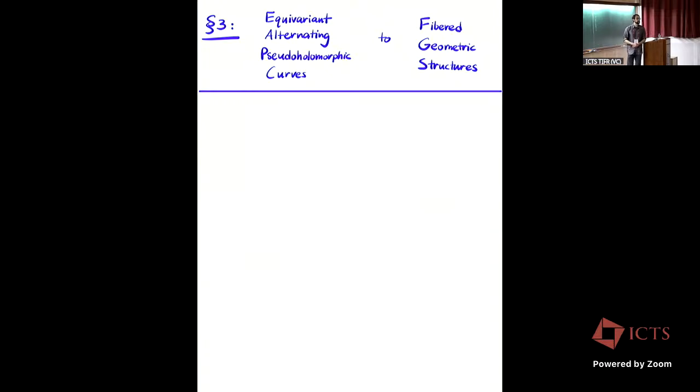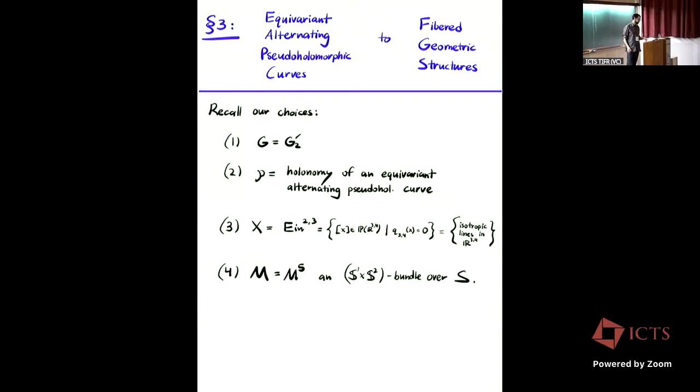Okay, so now we have all of our background. We have these equivariant alternating pseudoholomorphic curves, and it's time for the main construction. We need to convert these into the fibered geometric structures, as I promised you. So let's recall the 4 questions and their answers in the schema of the main theorem. We fix G to be G2'. We fix rho to be the holonomy of some alternating equivariant pseudoholomorphic curve.